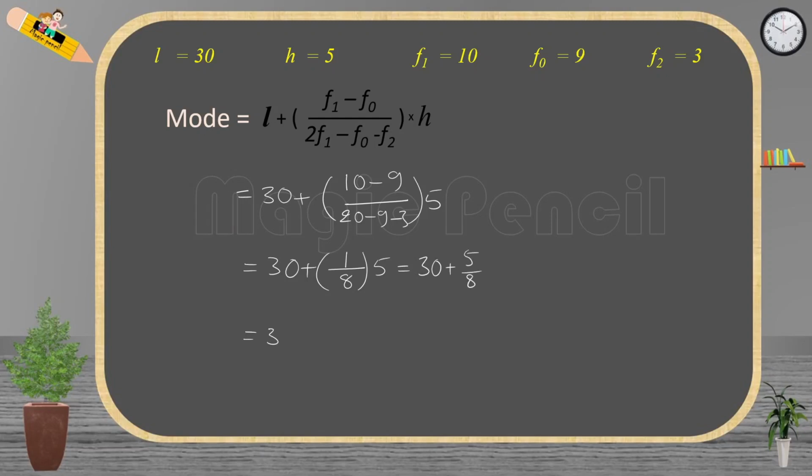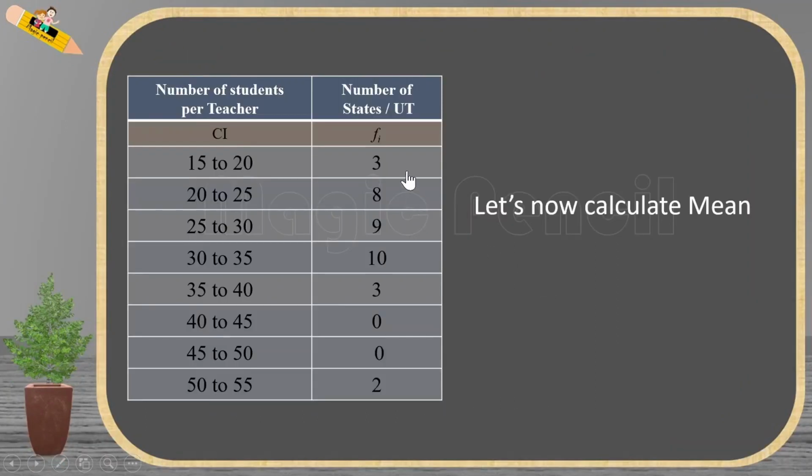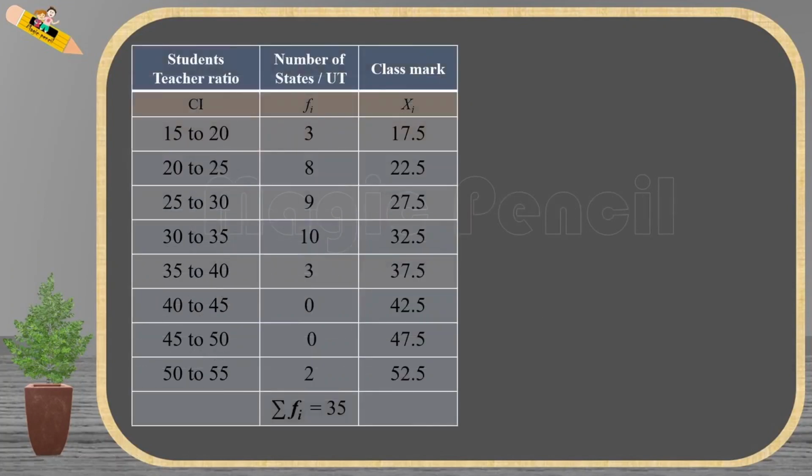And when you divide this 5 with 8, you will get 0.625. So after addition, the final answer is 30.625. This is the final answer for mode. Therefore, mode, which is the maximum number of students per teacher, is equal to 30.625. Till now, we calculated mode for this given data. Let us now calculate mean for the same data.